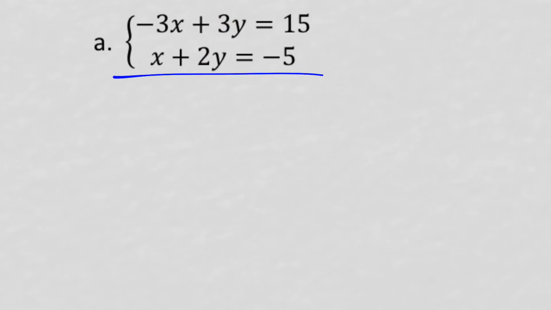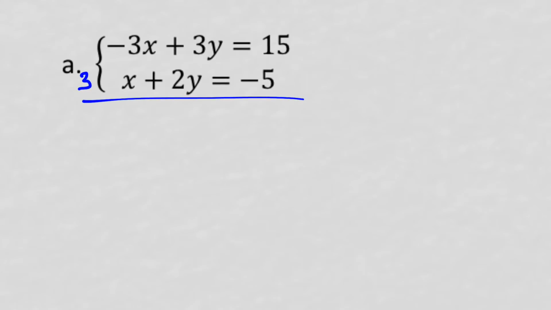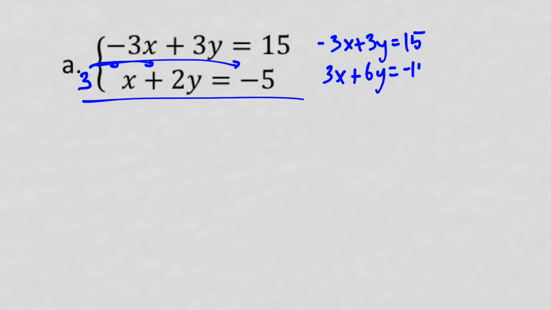So the best thing to do here is to try to cancel the x's by simply multiplying this one times 3. And that way it will be 3x, and 3x will cancel negative 3x, right? So what I'm going to do is I'm going to multiply the entire bottom equation by 3. I'm going to leave the top equation the same. Do not change it. Negative 3x plus 3y equals 15. But I'm going to multiply the bottom equation by negative 3 all the way through. Everything gets multiplied by negative 3, including the number on the other side. So it will be 3x plus 6y equals negative 15.